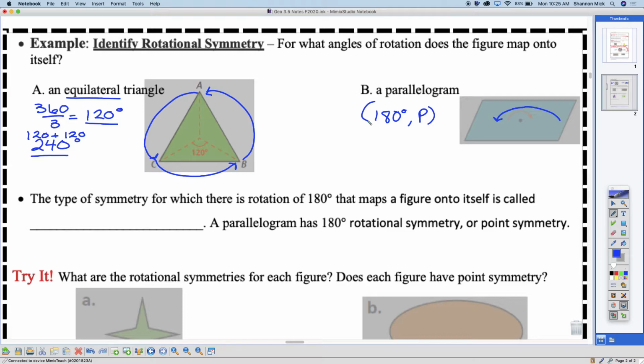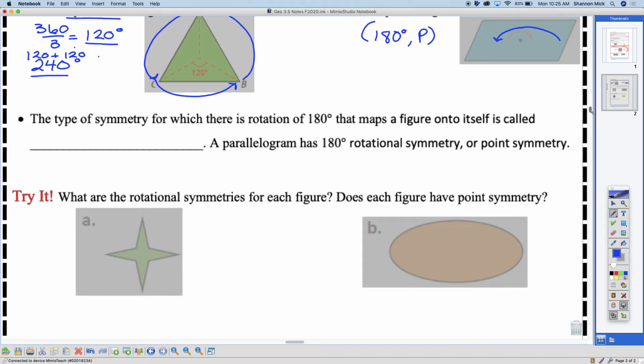On some of these, you're just going to have to visually think about what it's doing rotating around. Is there a whole lot of work to be doing here? No, but I expect to see a little work. The type of symmetry for which there is a rotation of 180 that maps a figure onto itself is called what? Point of symmetry.